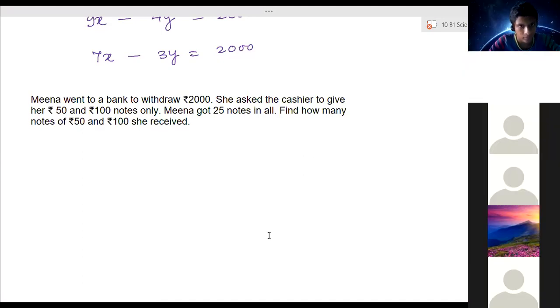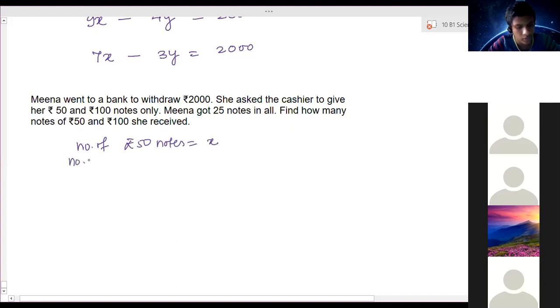Yes, Satvik. Done, ma'am. For this question, for what purpose do we need to take X and Y? Ma'am, for the number of rupees 50 and rupees 100 notes. Number of rupees 50 notes is equal to X, and number of rupees 100 notes is equal to Y. So what is the equation? I did Y into 100 plus X into 50 is 2000. 50X plus 100Y is equal to 2000.